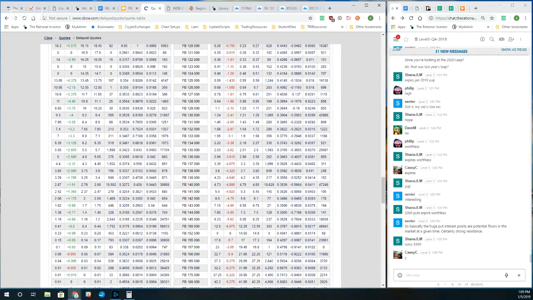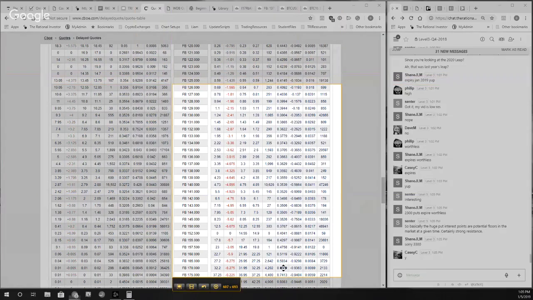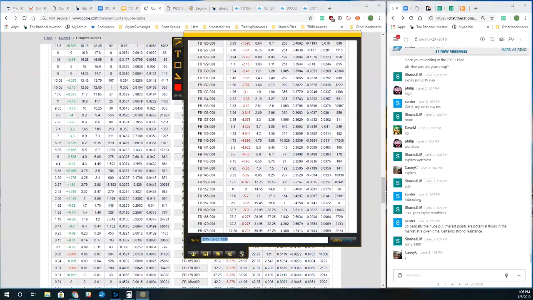In fact, why don't we do a screenshot of this? My hunch is by the 18th of January, they're going to rally Facebook here to above 150. I bet that they're going to want to take the market out right in there.